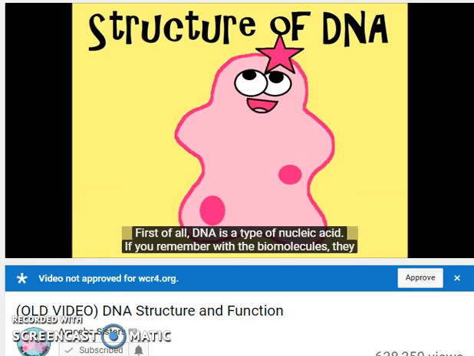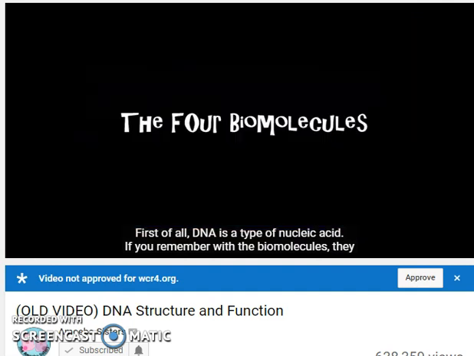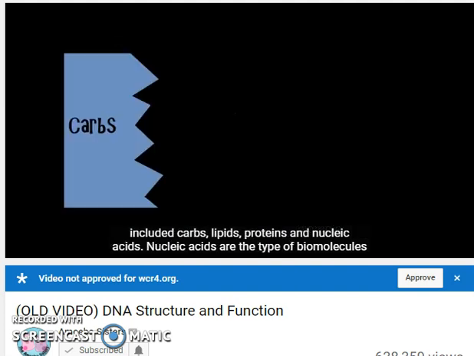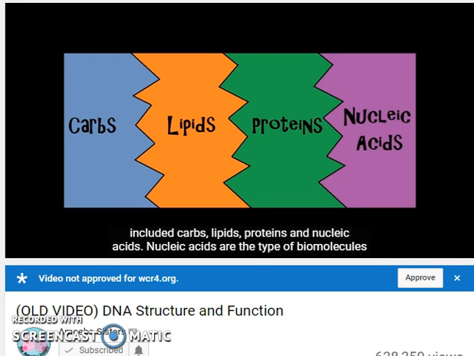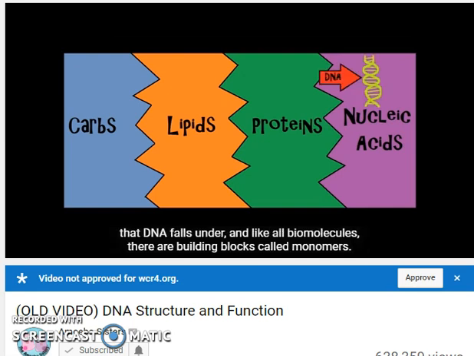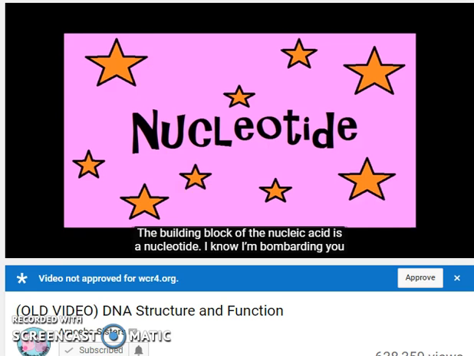First of all, DNA is a type of nucleic acid. If you remember the biomolecules, they included carbs, lipids, proteins, and nucleic acids. Nucleic acids are the type of biomolecule that DNA falls under. And like all biomolecules, there are building blocks called monomers. The building block of a nucleic acid is a nucleotide.